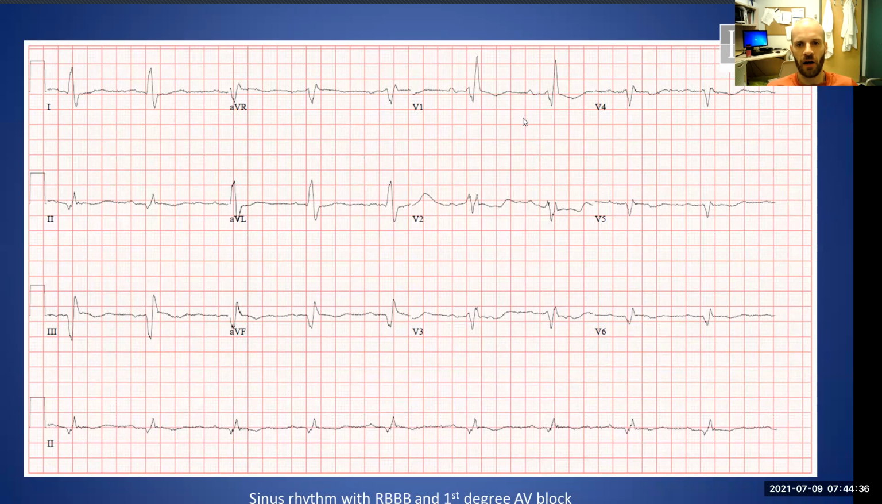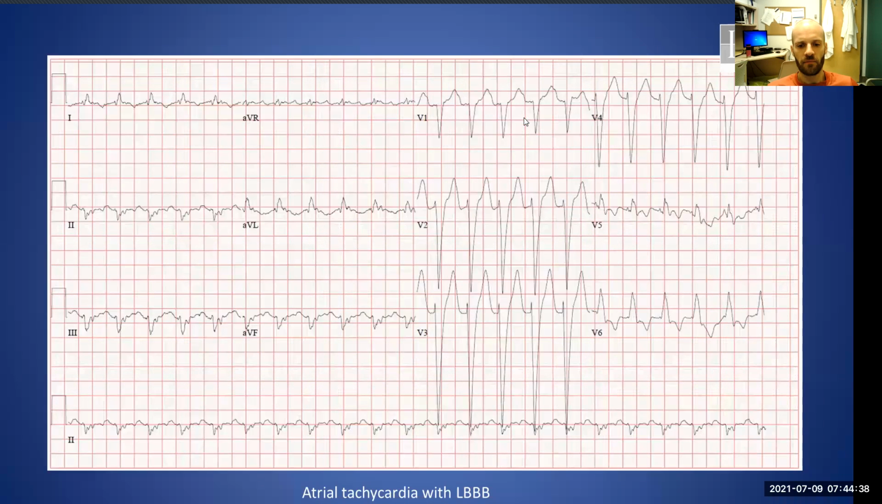broad QRS, RSR prime pattern. Here we've got a different sort of abnormal atrial rhythm with a left bundle branch block pattern. So we've got a tachycardia going on here, and our P waves looking pretty abnormal. This is an atrial tachycardia with a left bundle branch block pattern.